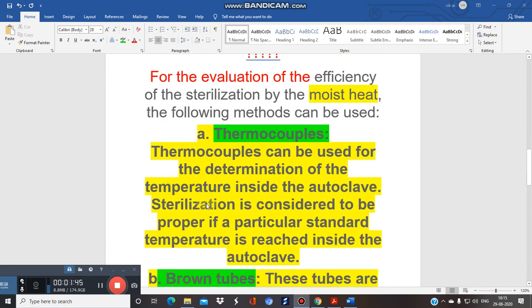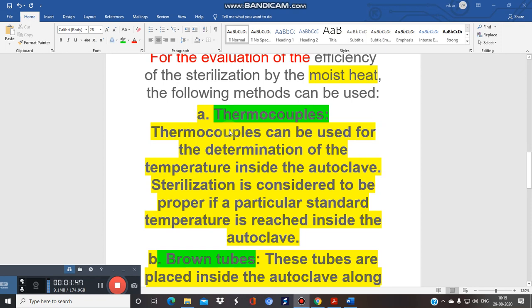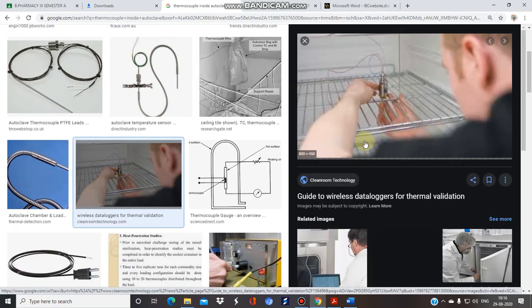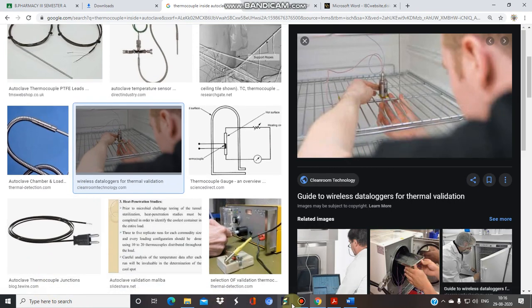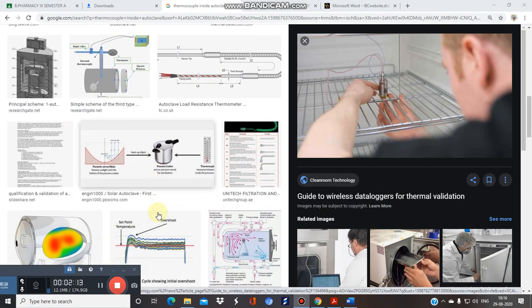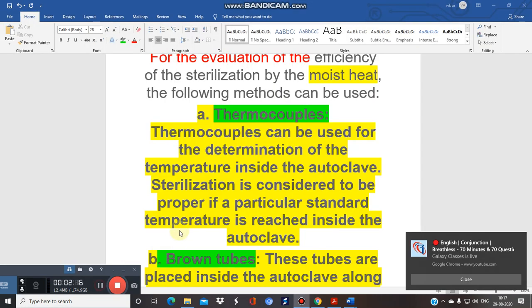So we will start with the thermocouples. I think you have heard this name before, the thermocouples. These are basically used for determination of the temperature inside the autoclave. Please see this. These types of thermocouples are fitted inside your autoclaves. These are the various diagrams and photographs of the thermocouples that are inside the autoclaves. So basically these thermocouples are used for determination of temperature inside the autoclave.